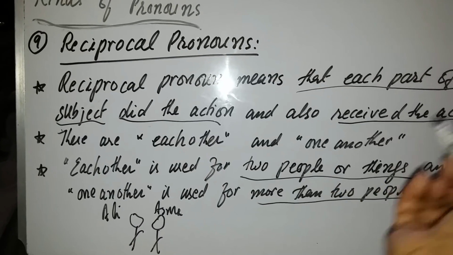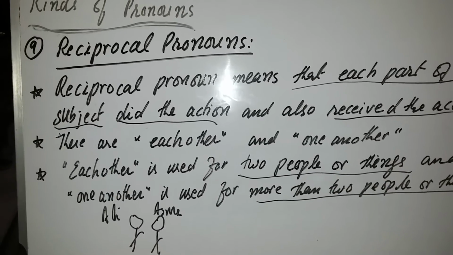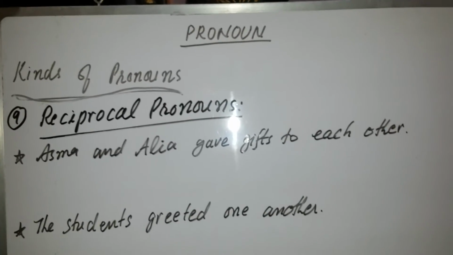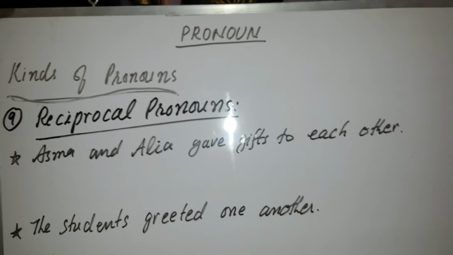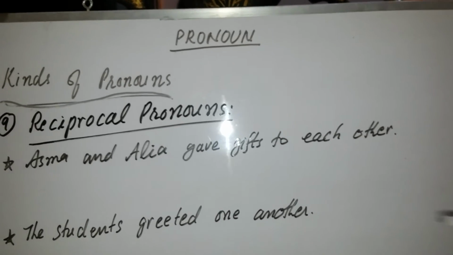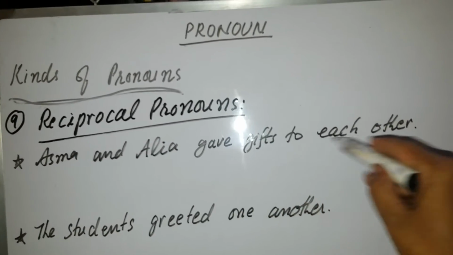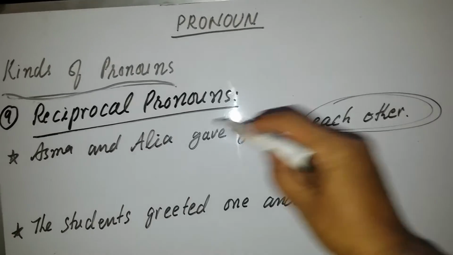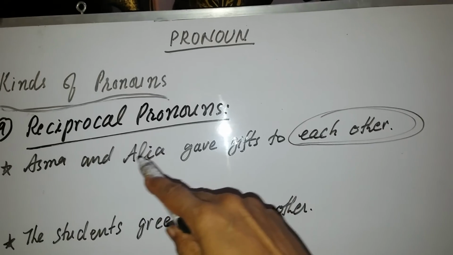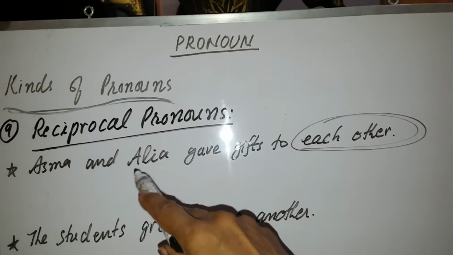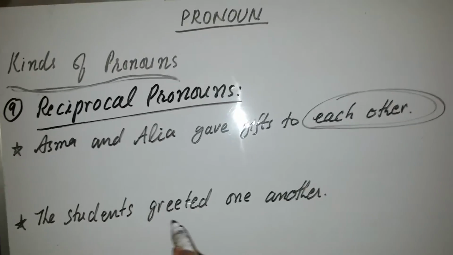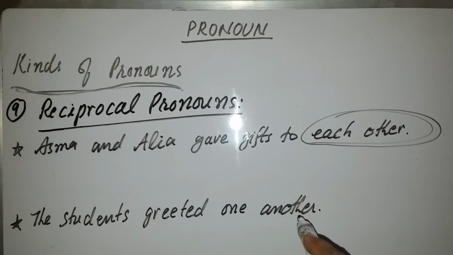How? Now I am giving you some examples. Now these are examples of reciprocal pronoun. Asma and Alia gave gifts to each other. It means the action of two subjects was done and received by one another. The next example, the students greeted one another.